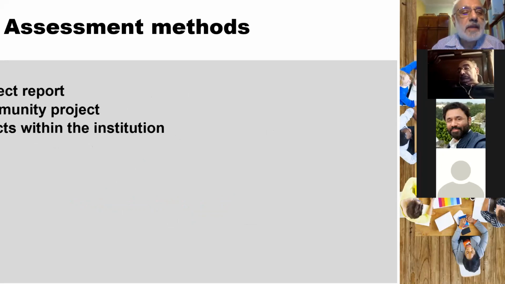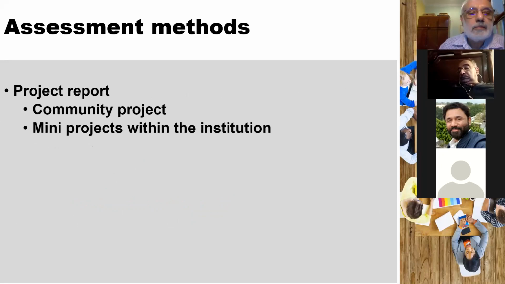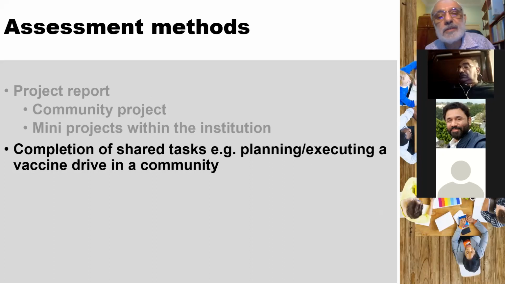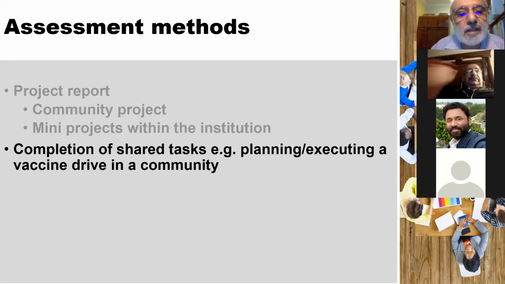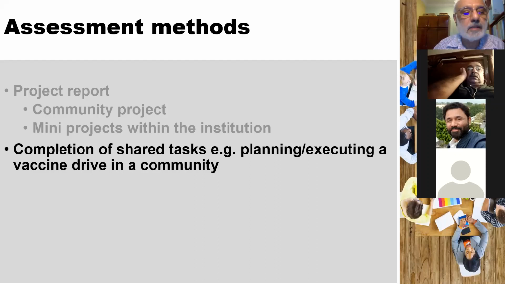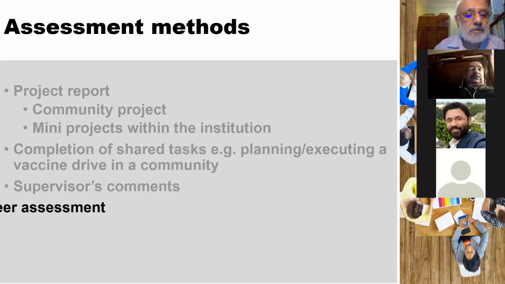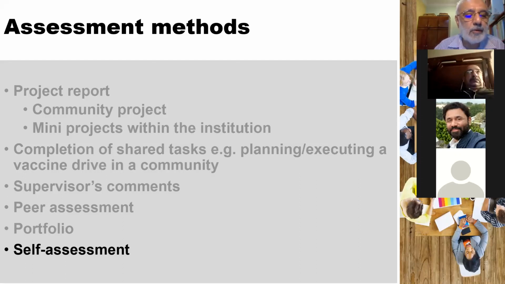The assessment methods which can be used include the project report, maybe a community project or mini projects within the institution. Completion of a shared task, for example, planning and executing a vaccination drive in a community. So students from different professions can come together and plan how to go about it, or they can actually be part of the team executing this activity in the community. Supervisors' comments, peer assessment, portfolio, and self-assessment could be the other assessment methods that can be used in interprofessional education.